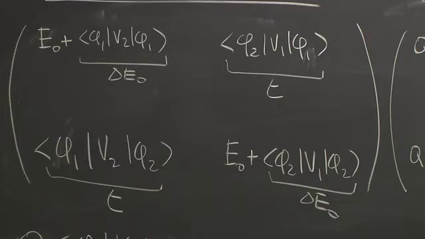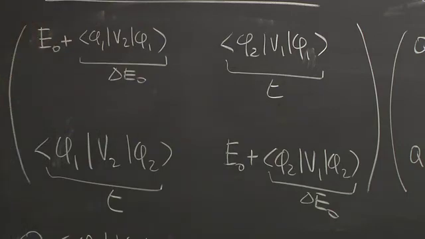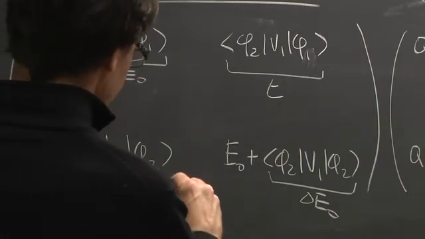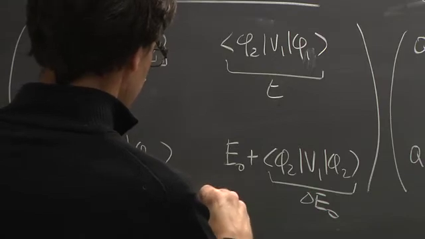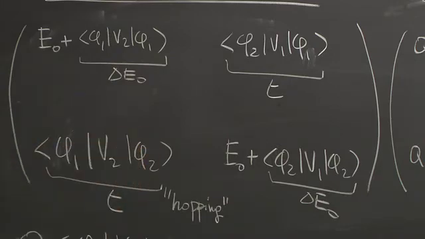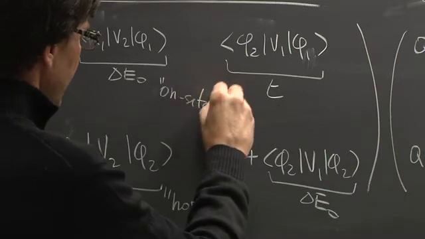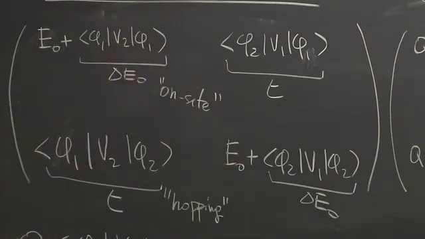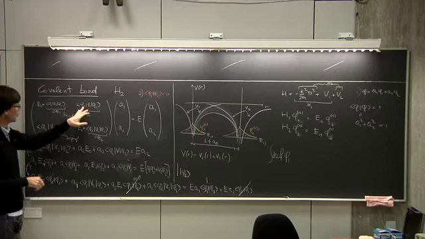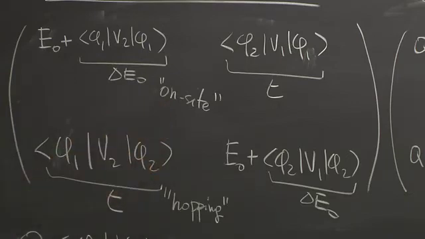And there are some physical consequences that derive from this particular term. So just keep in mind that in the jargon of solid-state physics, this term is called the hopping term, because it's hopping from one side to the other one with the help of a Coulomb potential. Similarly, delta E naught is typically called the on-site term, because it's something that depends on the wave function at the given site. So we have introduced two new entities, T, the hopping term, and the on-site energy.